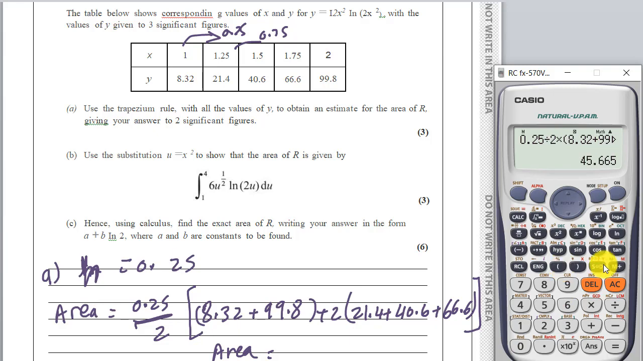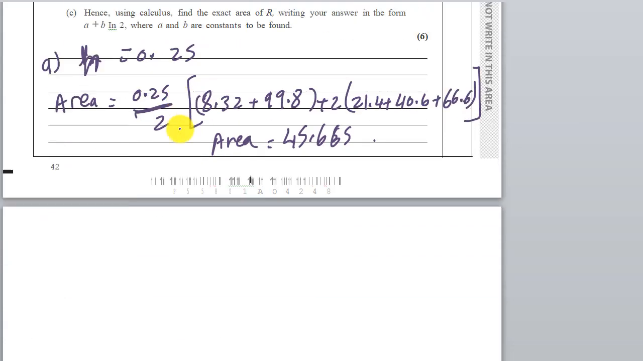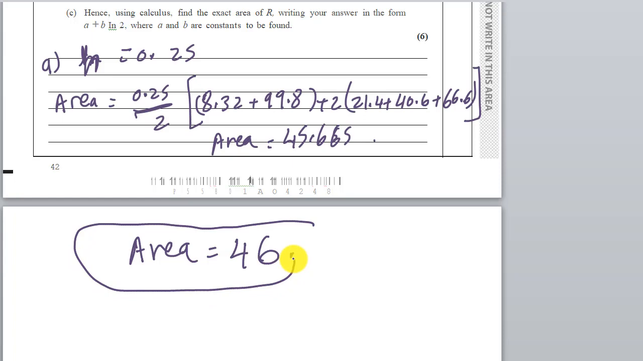So 45.665. So the answer here, 45.665. He needs two significant figures. So area 46. The area is equal to 46. Okay.